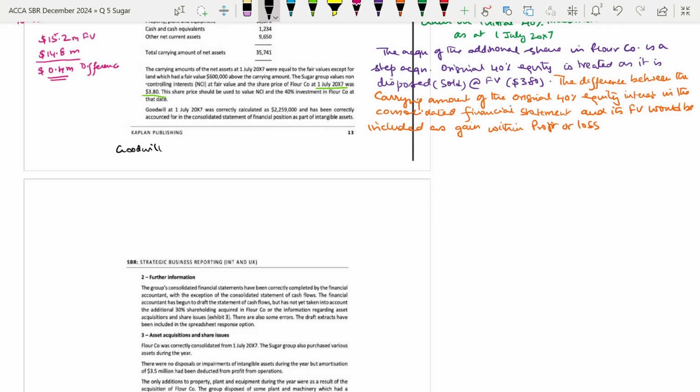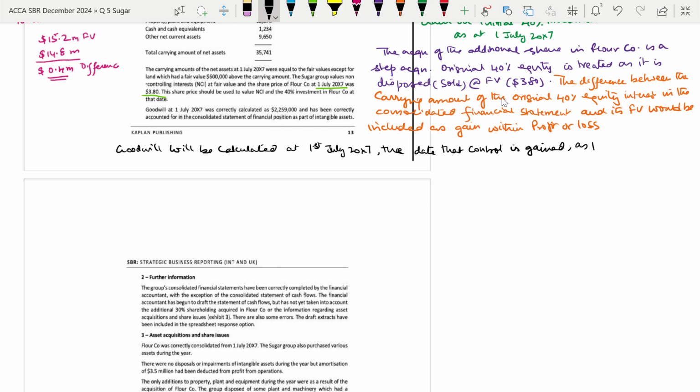Goodwill will be calculated. When are we calculating goodwill? At 1st July. Before that we will not calculate. 1st July 2007. That is the date that control has been gained. When you get control, only then will you calculate the goodwill.